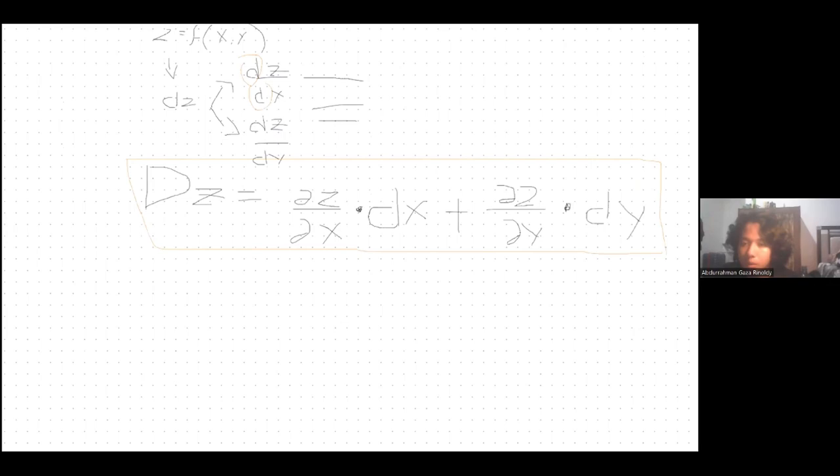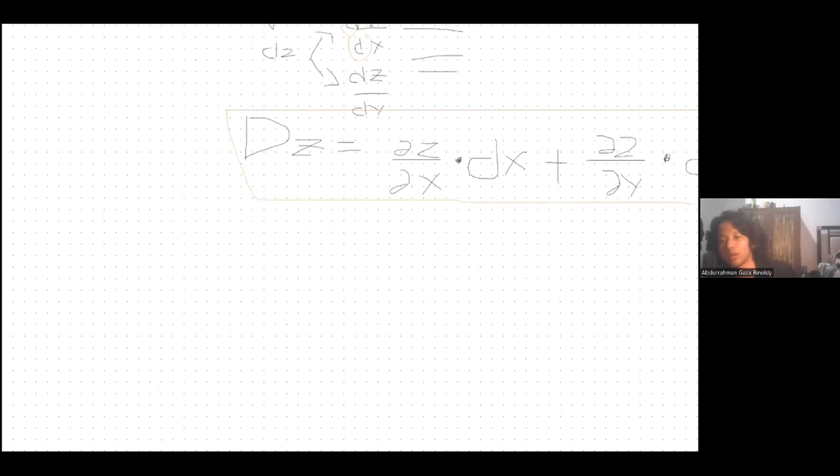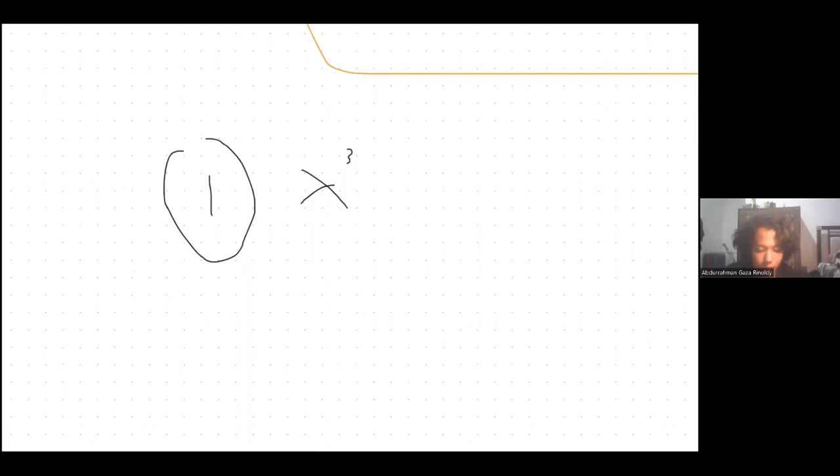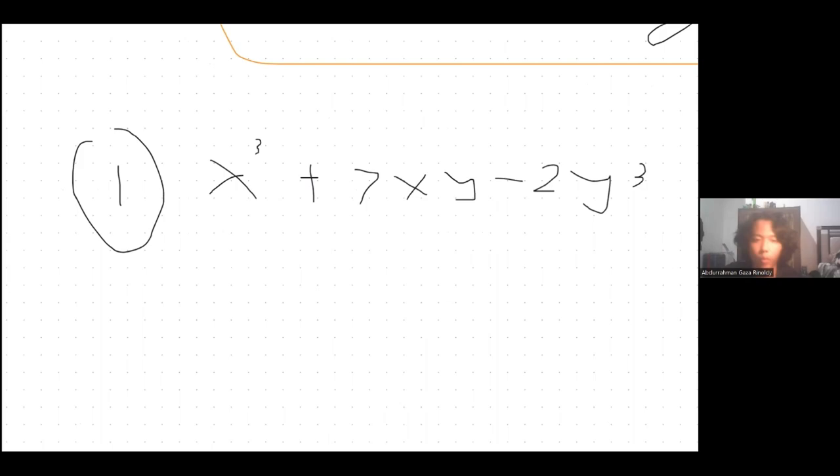I don't really know how to explain it, so maybe we do one to five examples. The first one we want to do, maybe we use black to see. Number one: z equals x³ plus 7xy minus 2y³. We have a function, two variables.